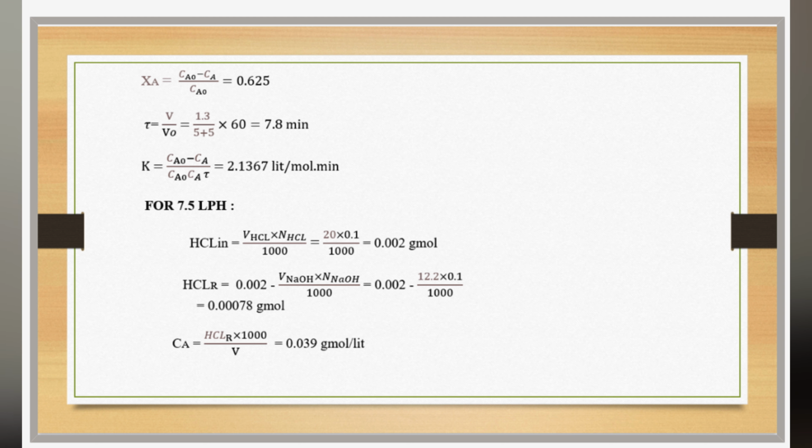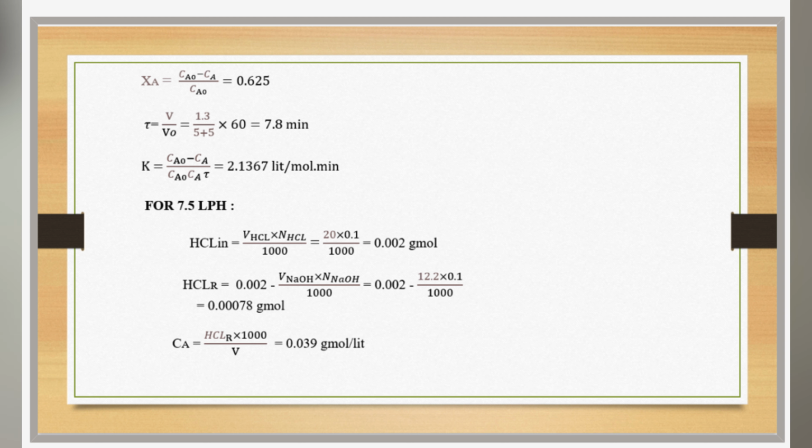The mean residence time is also calculated, which comes out to be 7.8 minutes. For the flow rate of 5 lph, the rate constant is calculated, which comes out to be 2.1367 liter per mole minute.